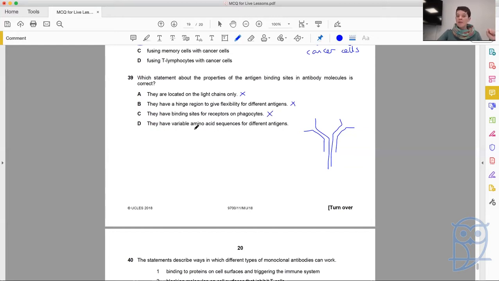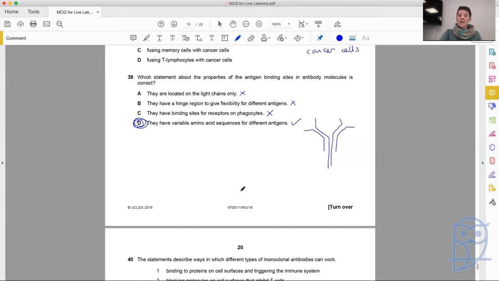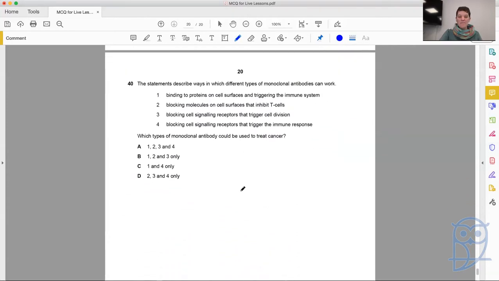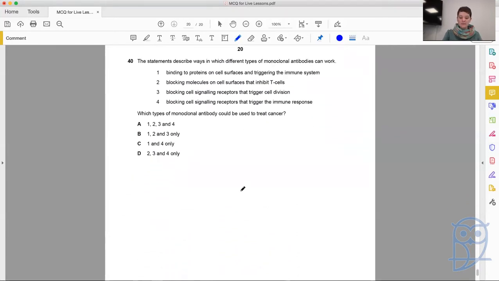They have variable amino acid sequences for different antigens. Yes, that is true. Same like enzymes have different active sites for different substrates. Our antibodies have different amino acid sequences, so they're going to correspond with different antigens. So 39 is D. And the final question in this paper, question 40.